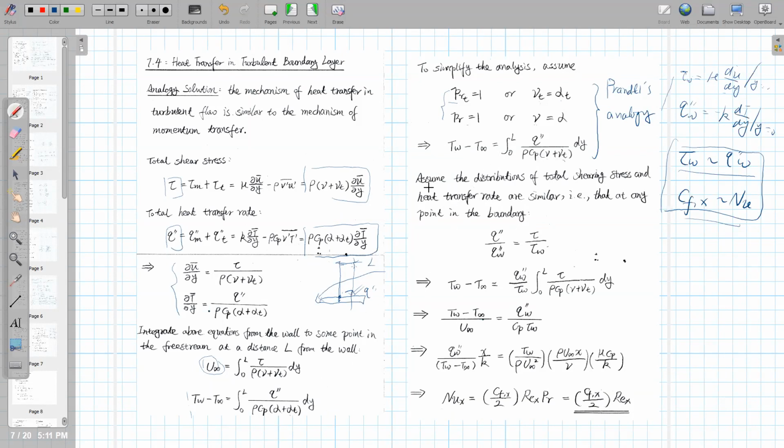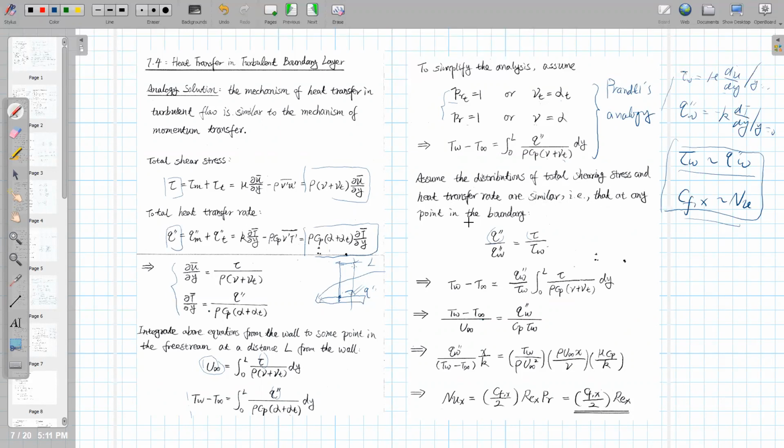And also, because it's an analogy, we also assume that the distribution of the total shear, so this tau, and this q double prime along this y direction, right? Because we do this integration, this tau and this q double prime on this y direction also have the same profile. The profile is similar. So assume that the distributions of total shear stress and heat transfer rate are similar.